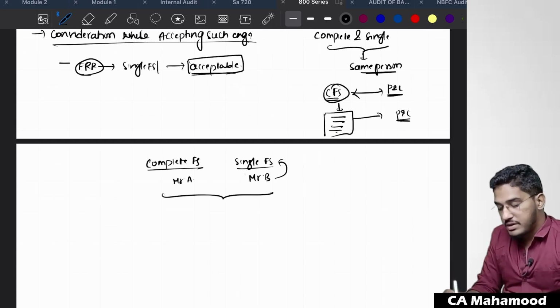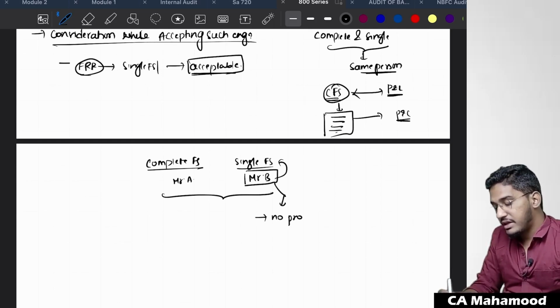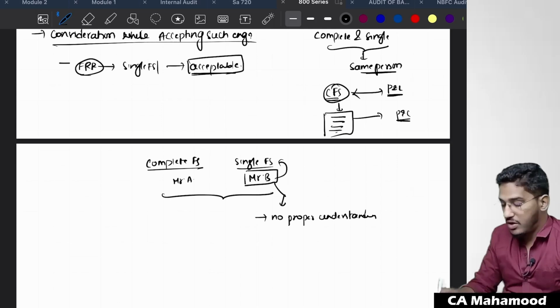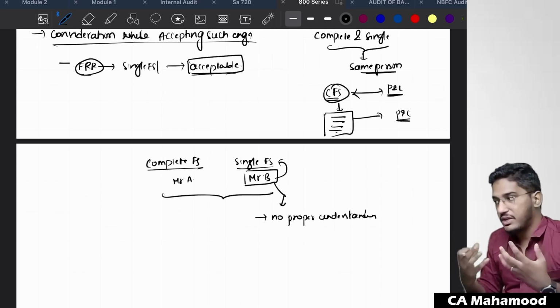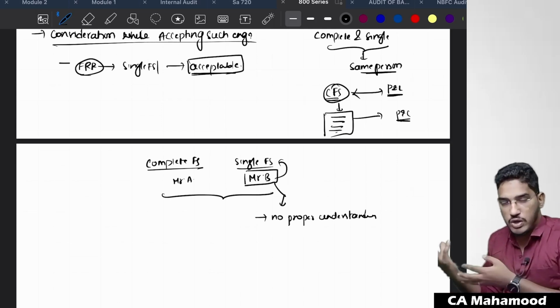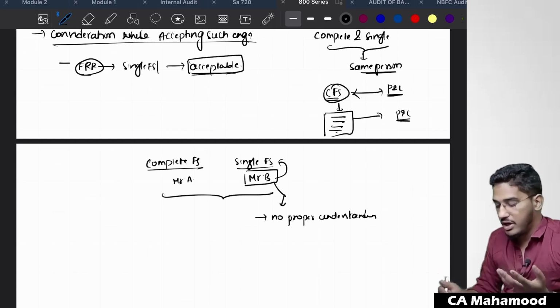What trouble will arise? Since you are not conducting the audit of the complete financial statements, you might not have a proper understanding regarding the client's organization. Sometimes you will not be able to get a proper understanding regarding internal controls, or of the entire company. Why? Because you will not perform risk assessment procedures. So you might not get a proper understanding of the entire entity.